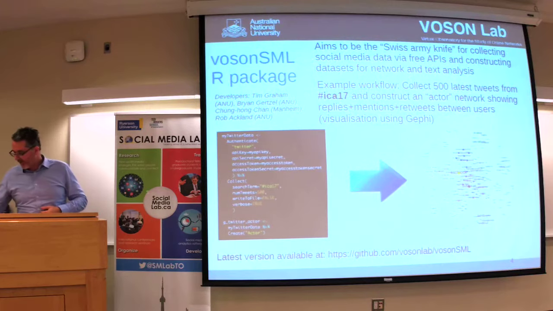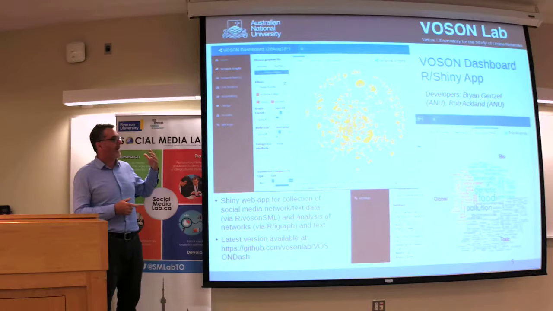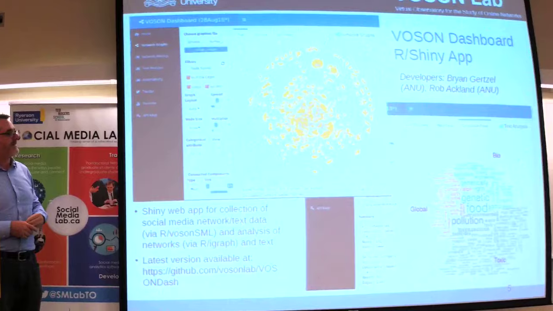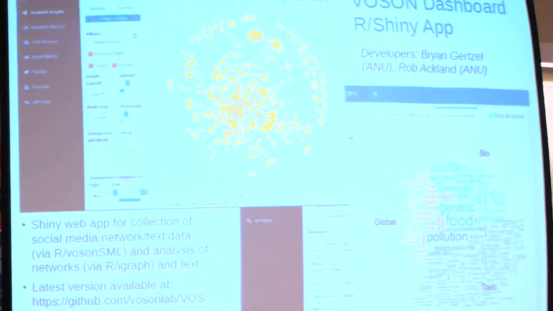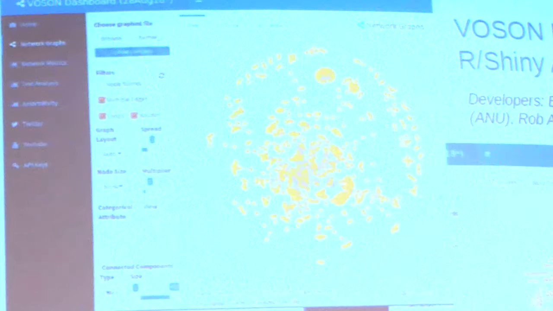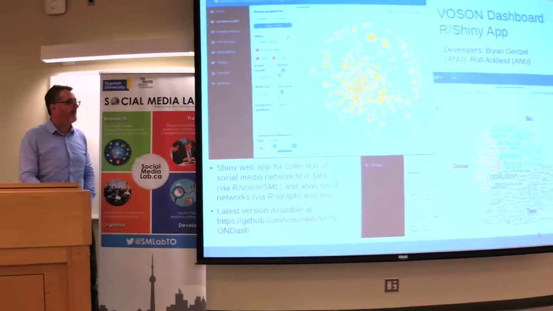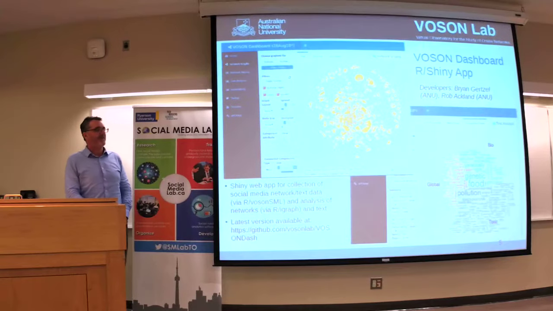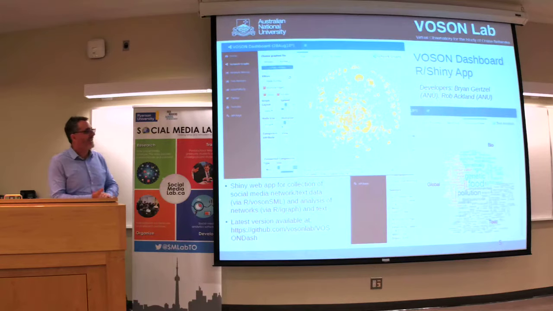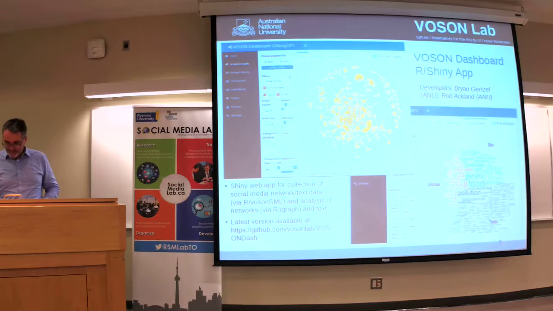That led to the creation of Boson Dashboard, which is a user interface. It's an R Shiny web app that makes use of Boson SML to collect the data, with iGraph sitting underneath doing the network analysis and visualisation. I am actually giving a presentation tomorrow at the Catalyst at the FCAD, a Faculty of Communication something, Arts and Design, I think. I'm going to give a bit more of a demo of Boson Dashboard tomorrow.